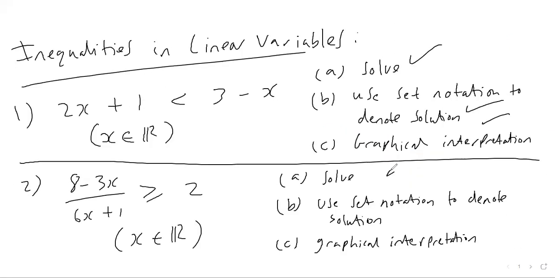So we've completed this question 2 here. The key thing with these inequalities is that we can solve them, we can use set notation to denote their solution, and we can use a graphical interpretation to interpret what this means graphically. The key thing to remember with these inequalities where you have fractions is to be careful to consider all the cases, because this denominator could be negative, it could be positive. So we want to consider all of the possible cases and check if each case is consistent with the initial stipulation. That's what we always want to do with these inequalities in linear variables.